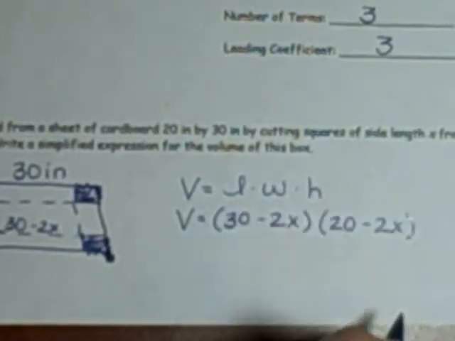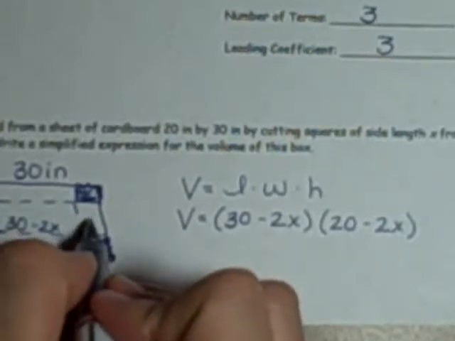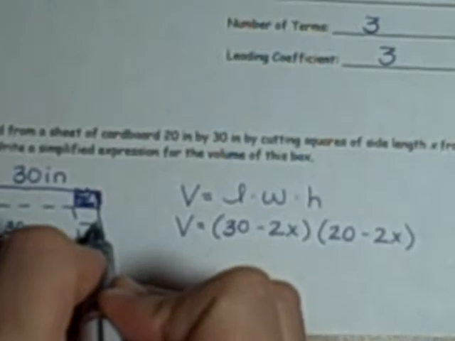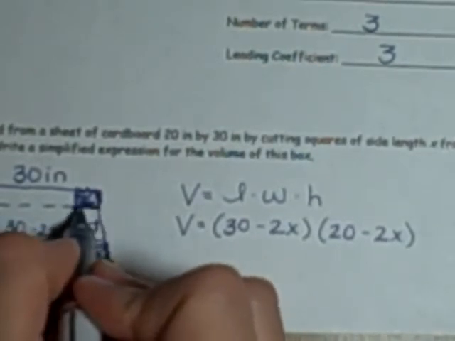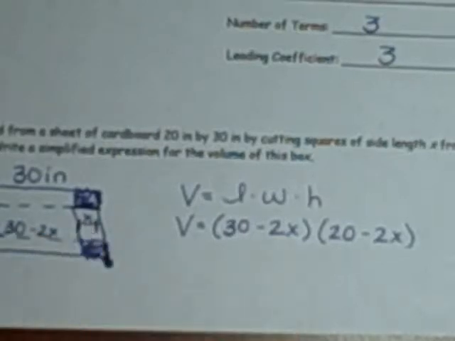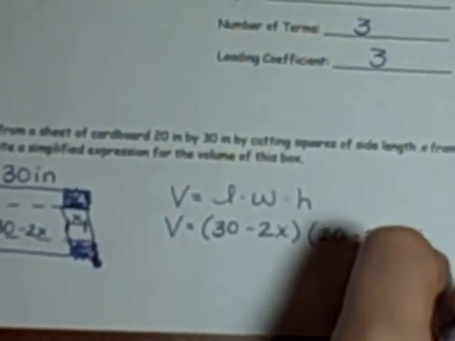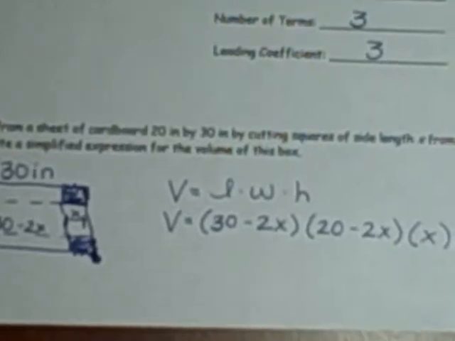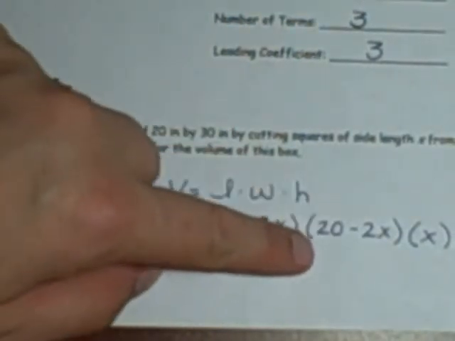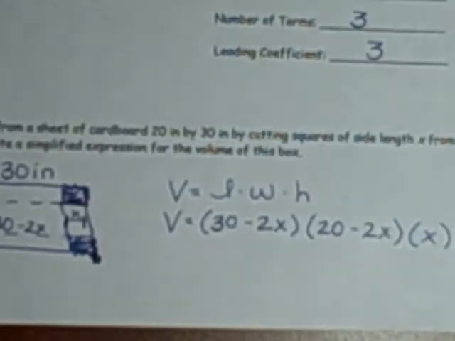And the height of the box is a little bit tougher to visualize, but if you picture folding these flaps up, the height of the box is just the length of one of these flaps. And if you think about it, it's this distance here, which was just x. So the height of my box is just x. So this is what my expression is going to look like. 30 minus 2x times 20 minus 2x times just x.